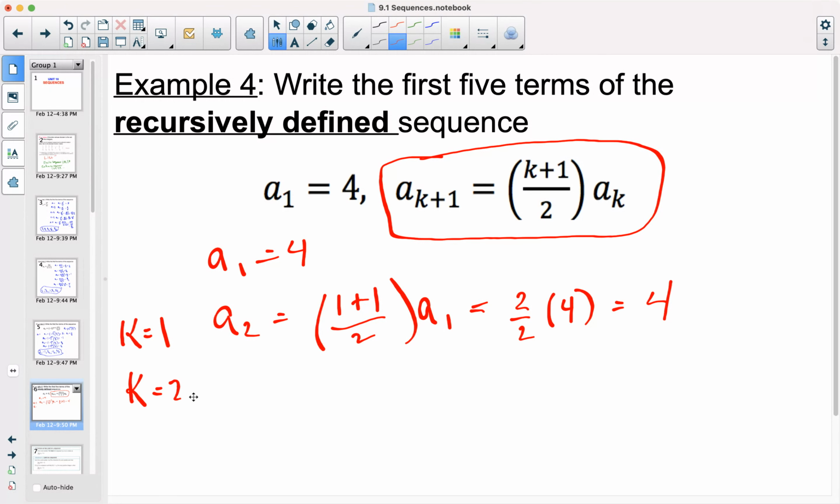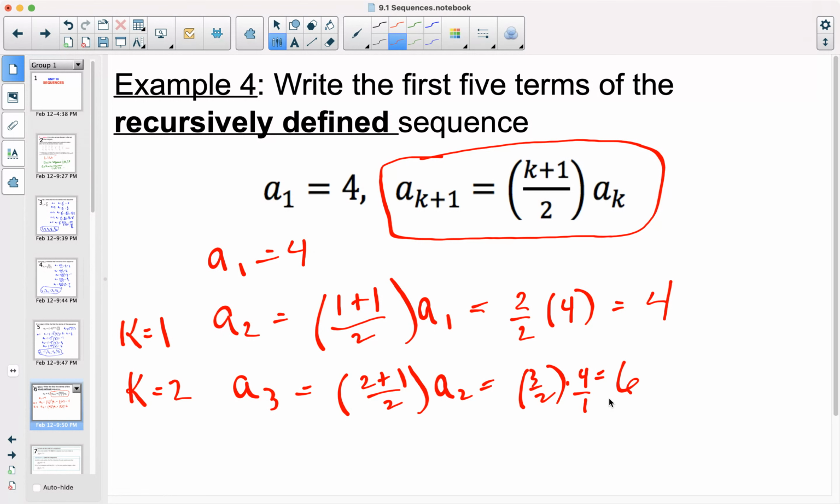So now the third term is going to be 2 plus 1 over 2, and now we're going to use the second term. So we have 2 plus 1, so that's 3 over 2 times 4. That's 12 over 2, which is 6. And I'm going to keep going.